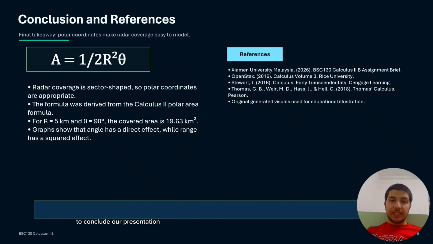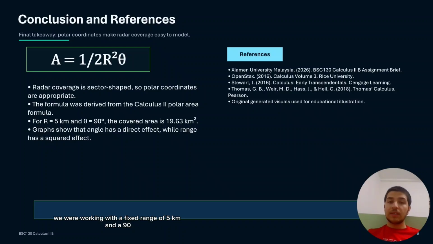To conclude our presentation, radar coverage is naturally shaped like a circular sector, which is why polar coordinates fit this behavior perfectly. Secondly, we used our area formula to derive this sector formula, A is equal to half r squared theta. In addition, in our example, we were working with a fixed range of 5 kilometers and a 90-degree angle, and so the total covered area came to approximately 19 to 20 square kilometers.